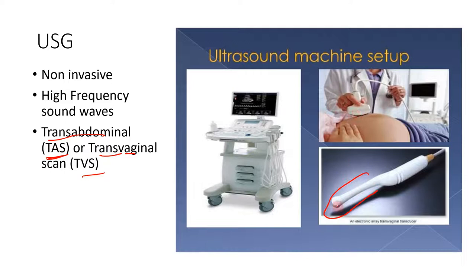In this case, the probe will be emitting sound waves within the vagina, and that will create echoes from the structures around it, and it will create an image from this. The image will be shown here. If I zoom this out on a big screen, it will be something like this. This will be the position of the probe, and this will be the image that will be seen. It will be a black and white image. You will learn the details later, but you need to know it for the time being. You have two modes: one is TAS, and the next is TVS, transvaginal scan. Both are important prenatal diagnostic modes.